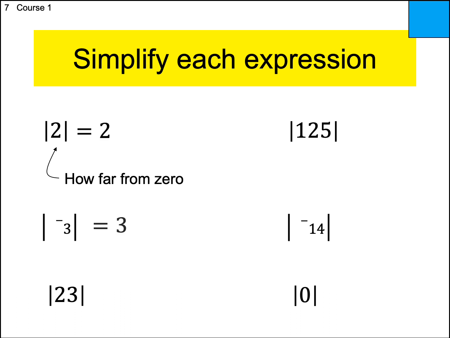Okay. How far is negative 3 away from 0? It's 3 away from 0. How far is 20? Okay, this is pretty simple, right? How far is 23 away from 0? 23. How far is 125? Basically, all you're doing is stating how far you are away from 0. So the only one that isn't positive is the absolute value of 0, obviously. Okay, so that's the easy one.